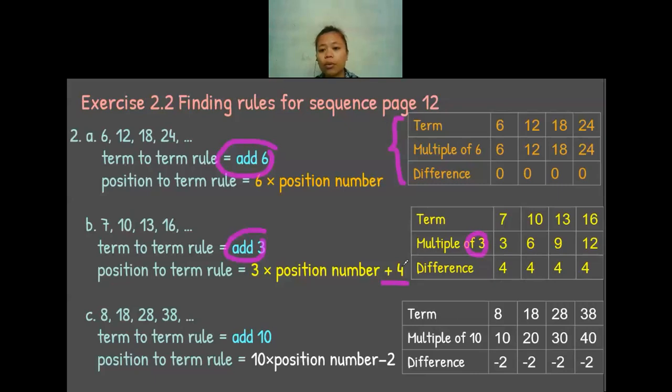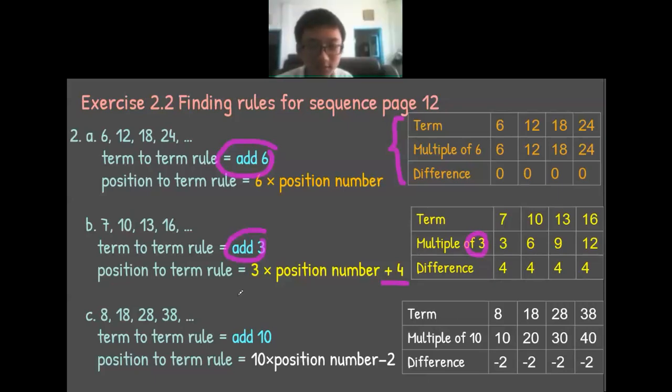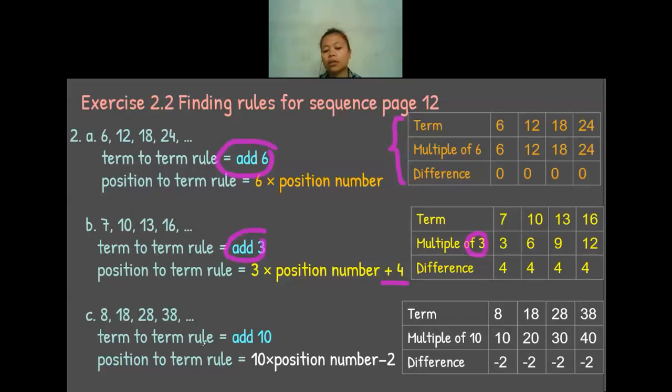Is there anyone who gets confused, or maybe I talk too fast or something? No, yeah, we understand, teacher. Okay then. I understand.